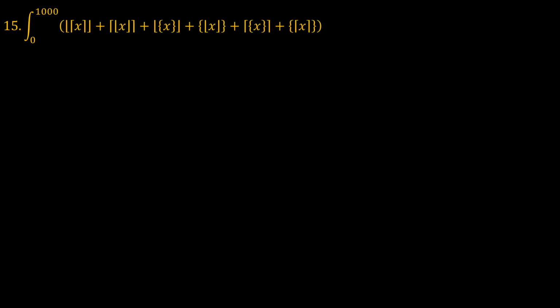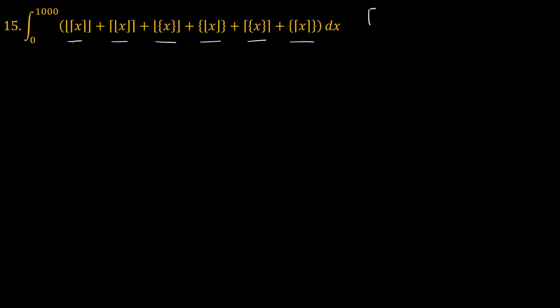So problem number 15, which happens to be a definite integral from x equals 0 to x equals 1000 of the floor of the ceiling of x, the ceiling of the floor of x, the floor of the fractional part of x, the fractional part of the floor of x, the ceiling of the fractional part of x, and the fractional part of the ceiling of x. These are very interesting things. So let's define these functions.